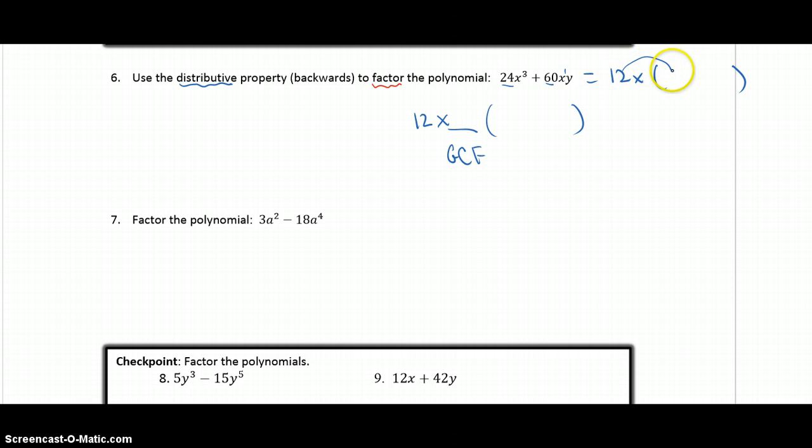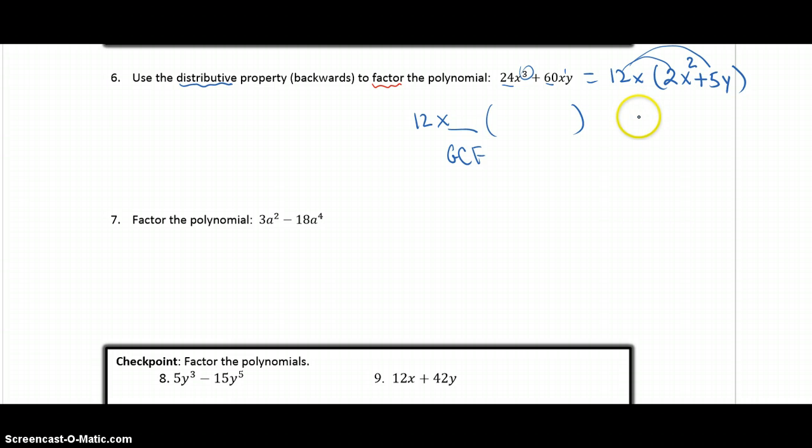To find what's left over inside the parentheses, let's work backwards from distributing. So 12 times something would produce 24. 12 times 2 would give us 24. x times how many more x's would we need to get x to the third? 2 more x's. We already have 1 out in front. 2 more would make 3. Plus 12 times what is 60? 12 times 5. x times, well, I don't need any more x's, I already have one of them. And I need a y, so we'll call it 5y.